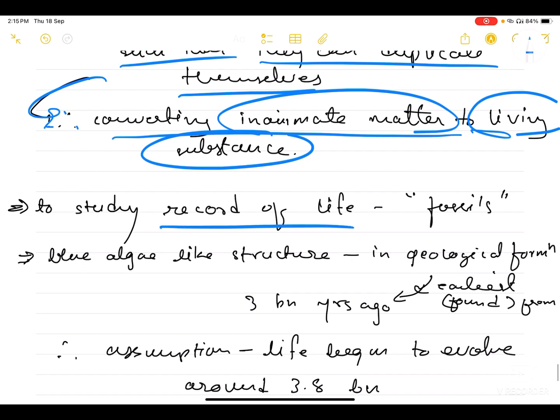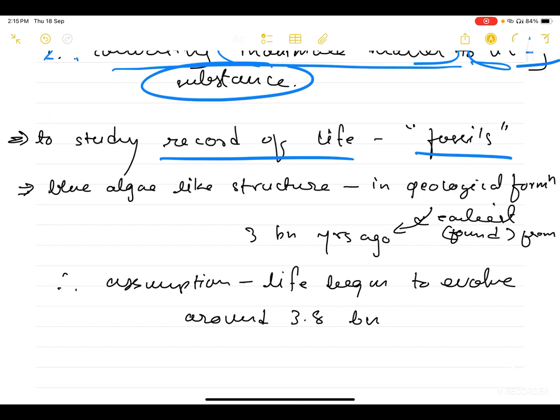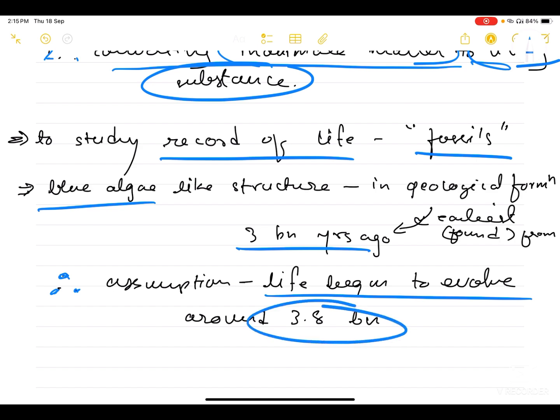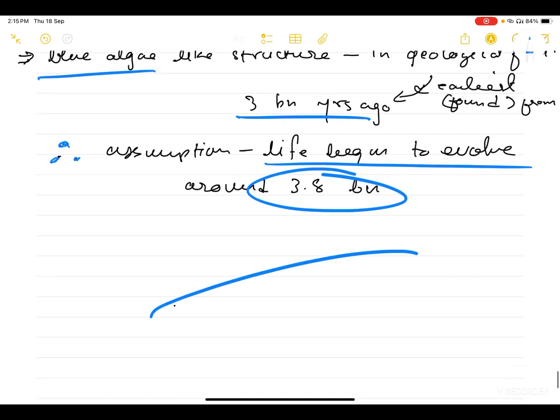The record of life is studied by fossils. Fossils help to study the record of life. And blue-green algae, that is cyanobacteria, have been found in geological structures, and they are dated earliest back to 3 billion years. Therefore, there is an assumption that life may have begun evolving somewhere around 3.8 billion years ago.